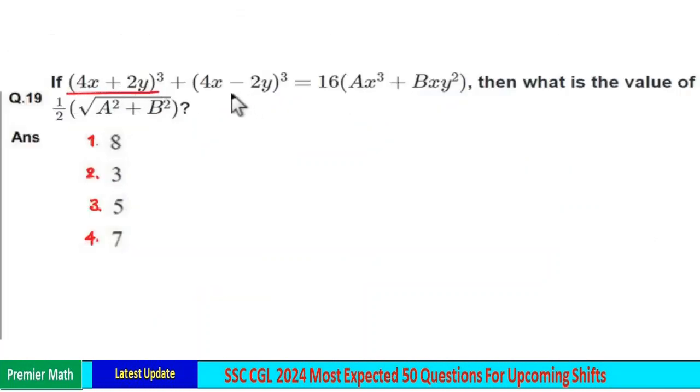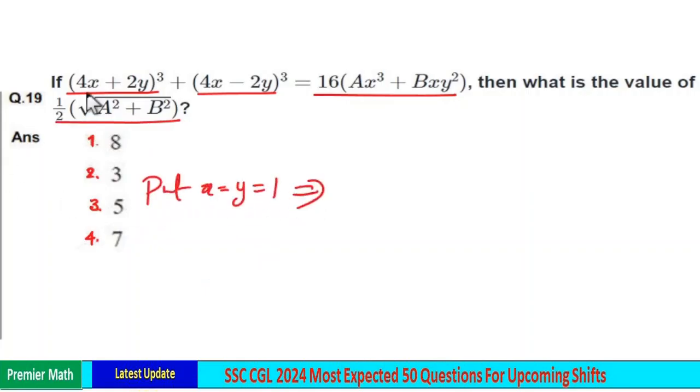(4x + 2y)³ + (4x − 2y)³ is 16ax³ + bxy². Then what is the value of half root a² + b²? Here, put the value of x and y as 1 in this equation. Now 4x + 2y will become 4 + 2, 6. So 6³. 4x − 2y is equal to 2, so 2³. The right side, ax³ + bxy², will become a + b, that is 16a + b. Now 6³ + 2³ is equal to 216 + 8, 224.